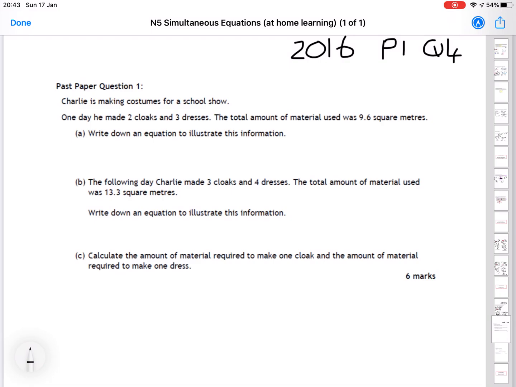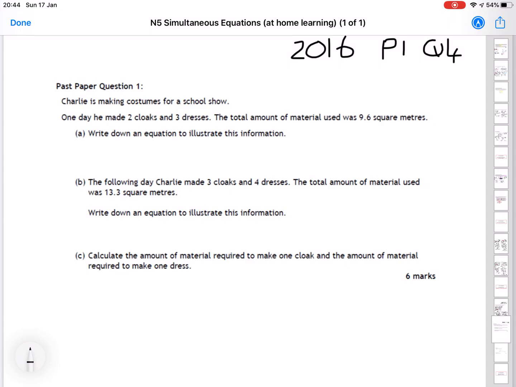So part A was to write down an equation to illustrate the information just given above. Okay, so we've got 2 cloaks and 3 dresses, and the total amount of material for that was 9.6 square metres. So this is your simultaneous equation in a context, okay? So the first thing I was getting you to do in the previous lesson was to assign a letter to your variables. So I'm just going to go for a C and a D for these, okay?